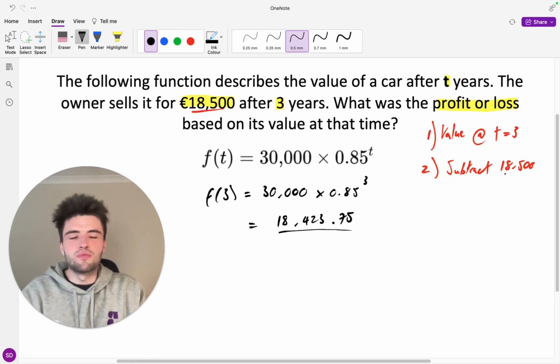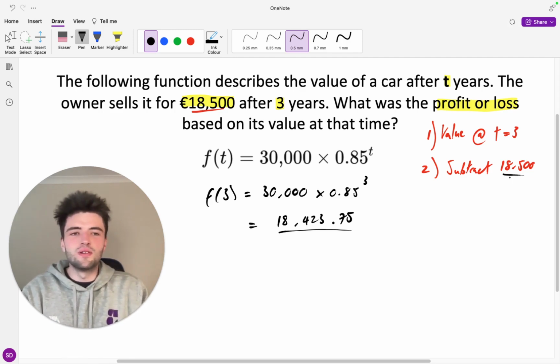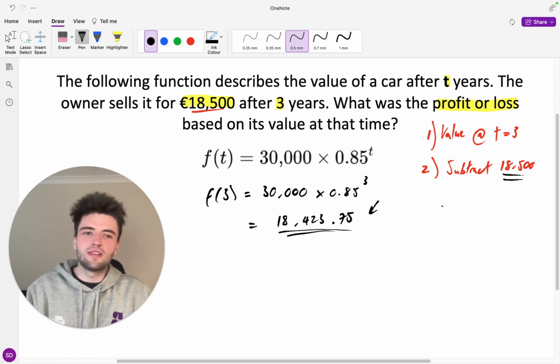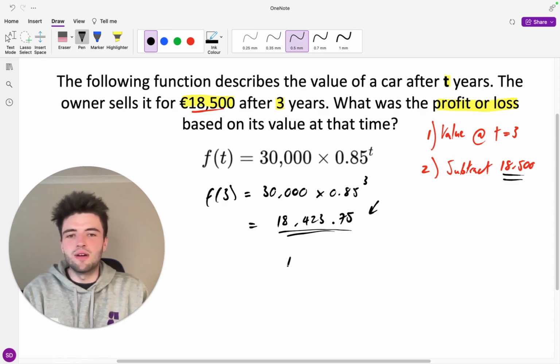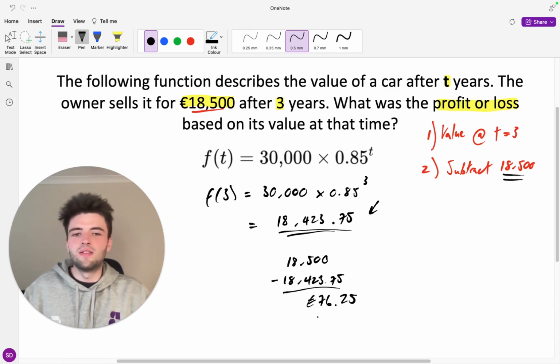And so now we've got to subtract this from 18,500 to find the difference. So they sold it for 18,500 and it was worth this much, and we can see that this number is smaller, about 75 euros smaller, and we're going to find out the exact amount now. So 18,500 minus 18,423.75, and that is going to give us a value of €76.25. So this is a profit.